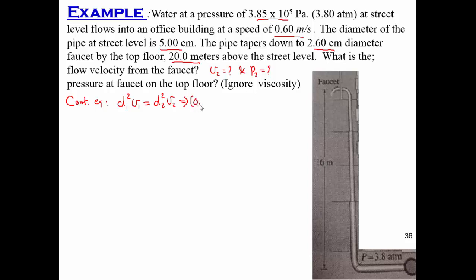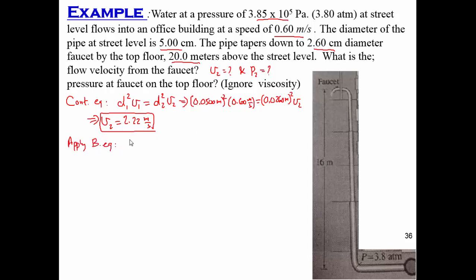So we have 0.05 meters squared, that's the diameter in the first section of the pipe, times the velocity, which is 0.6 meters per second. This is equal to the diameter in the second section of the pipe, which is 0.026 meters squared, times V2, which is our unknown. And now we solve for V2, and if you carry out the calculation, this will give you 2.22 meters per second. As you expect, the velocity has increased in the second section of the pipe, as the radius decreases. Now for the pressure, we'll apply Bernoulli equation.